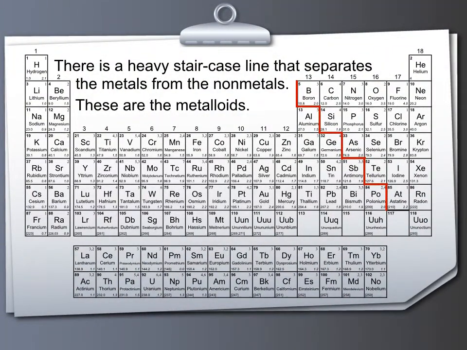There's a heavy staircase line that separates the metals from the nonmetals. These are the metalloids. If you look at the red staircase that is drawn, that is the separator between the metals and the nonmetals, and boron, silicon, germanium, arsenic, antimony, tellurium, and polonium are the metalloids.